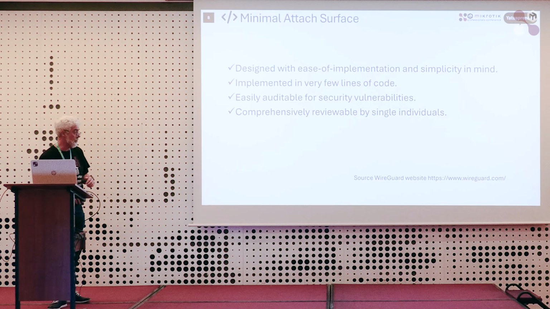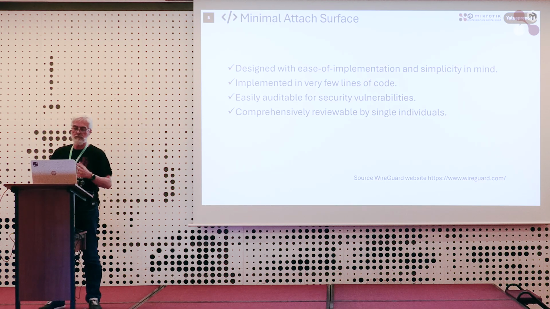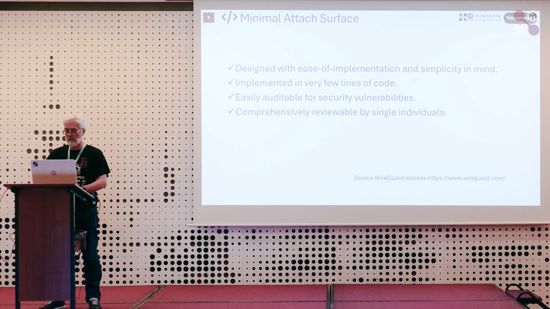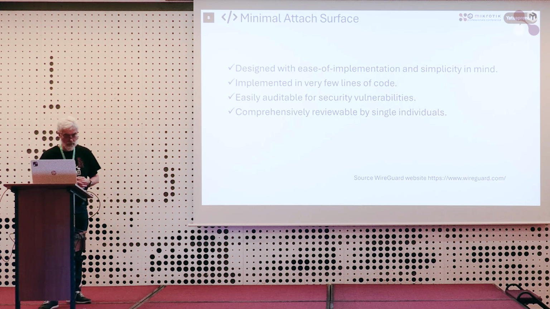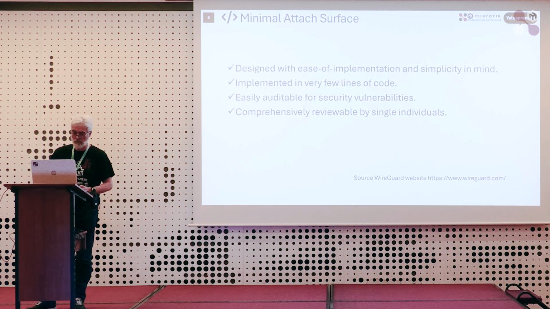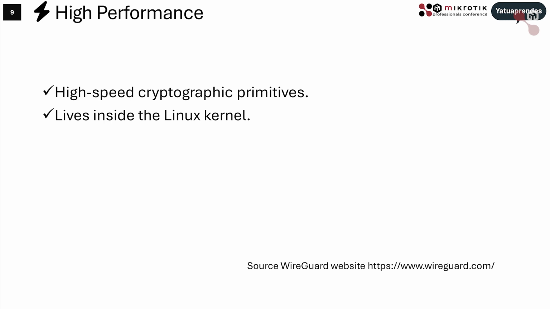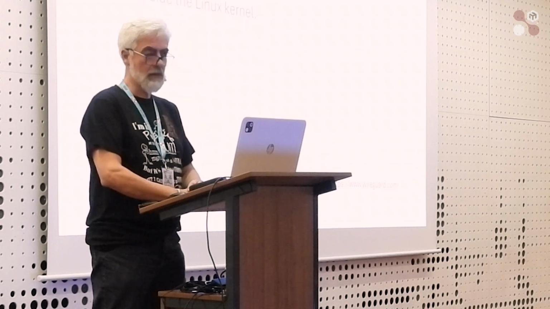It has a minimal attack surface because it's designed with ease of implementation and simplicity in mind. It's implemented in very few lines of code, easily auditable for security vulnerabilities, and comprehensively reviewable by single individuals. It doesn't need a team of people reviewing the code like OpenVPN, which has thousands of lines of code to search for vulnerabilities. It has high performance because it has high-speed cryptography primitives that live inside the Linux kernel.